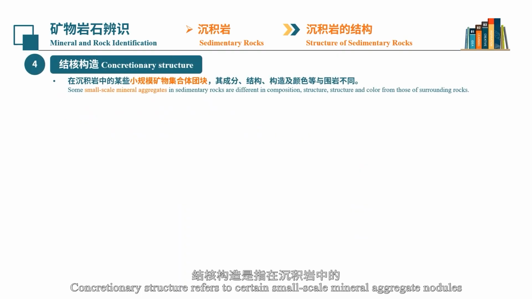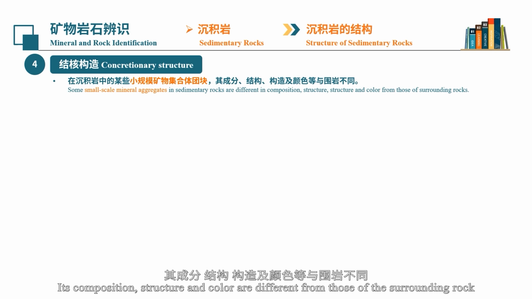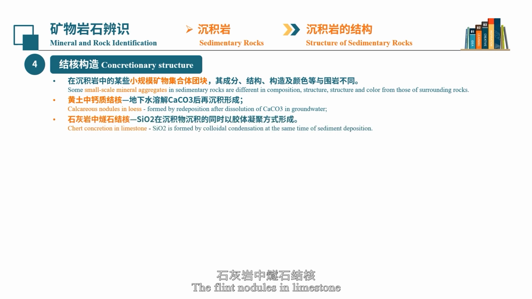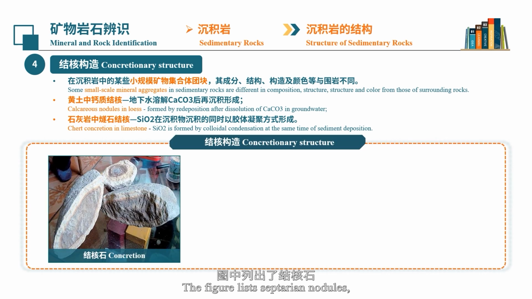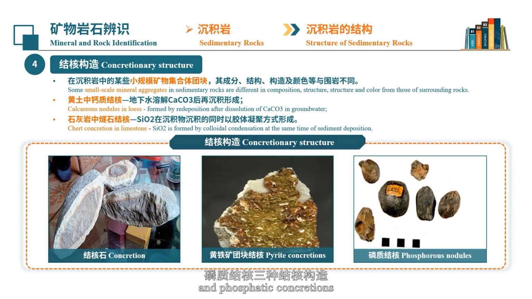Concretionary structure refers to certain small-scale mineral aggregate nodules. In sedimentary rocks, its composition, structure, and color are different from those of the surrounding rock. The calcareous nodules in loess are formed by the precipitation of dissolved calcium carbonate from groundwater. The flint nodules in limestone are formed by silica through colloidal coagulation simultaneously with sediment deposition. The figure lists septarian nodules, pyrite concretions, and phosphatic concretions.